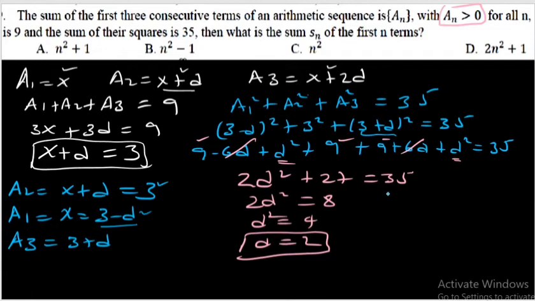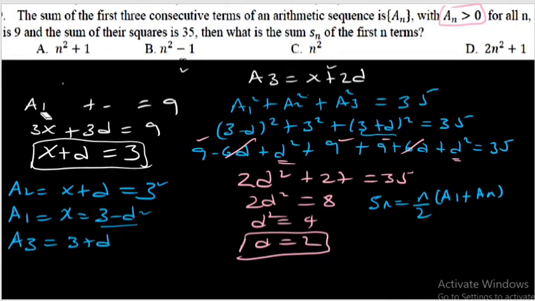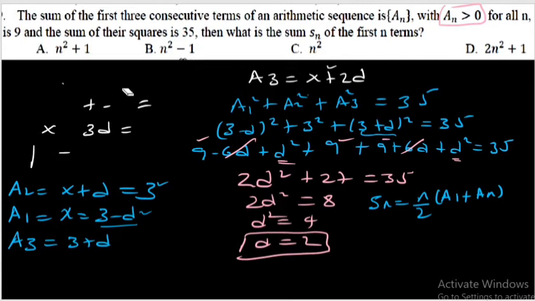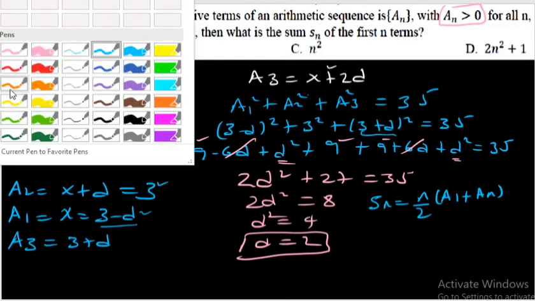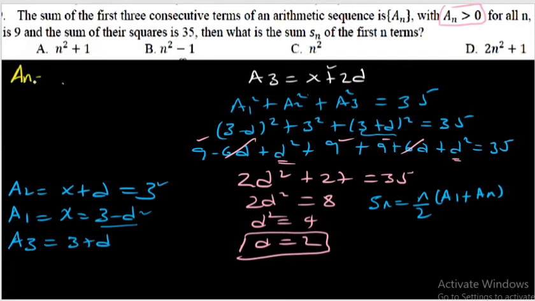Then what's asked? Sum of n. Sum of n formula, n over 2 in bracket a1 plus an. First let's get an again. Let's get the an here. Let's use another color here again. an is equal to a1 plus n minus 1 times d. So what's a1? The common difference, we got it.